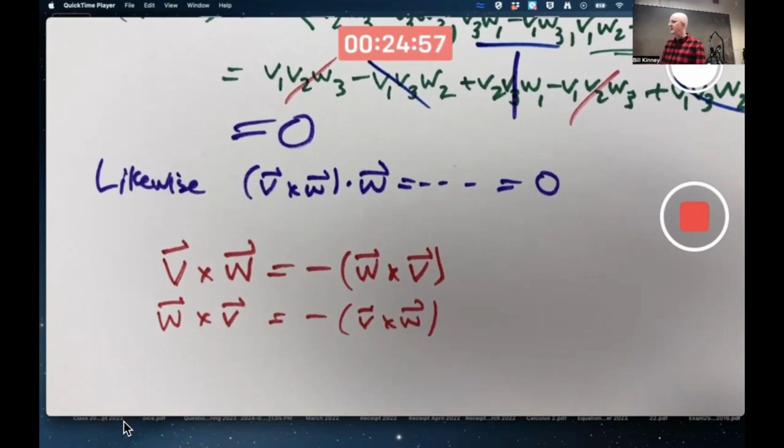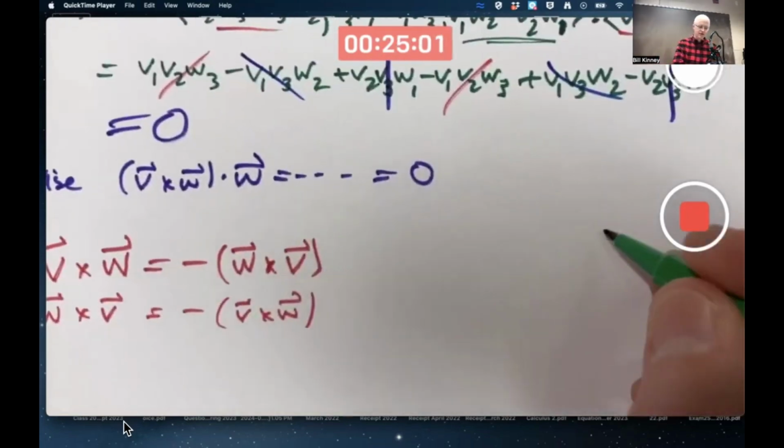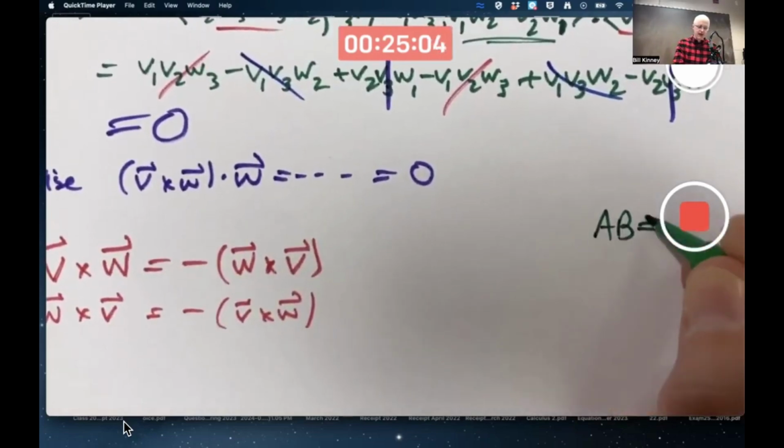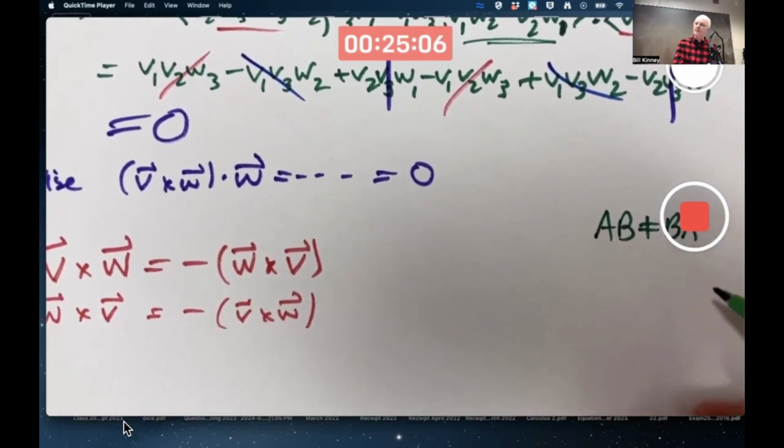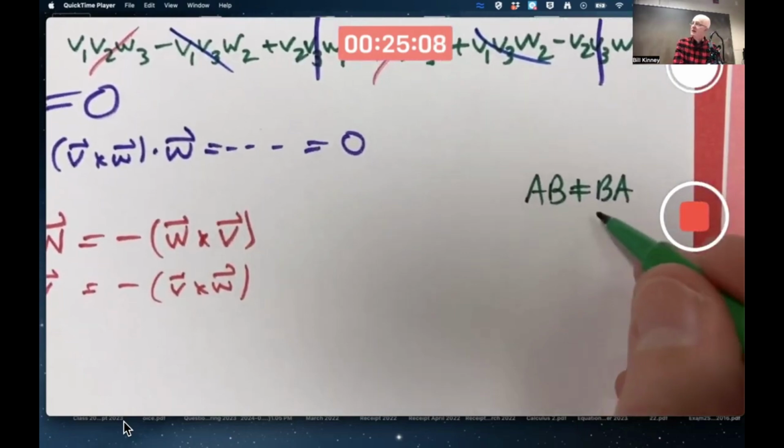Matrix multiplication is another example of an operation that's not commutative. You've got two matrices A and B. AB does not in general equal BA. And they may not even look remotely similar to each other.